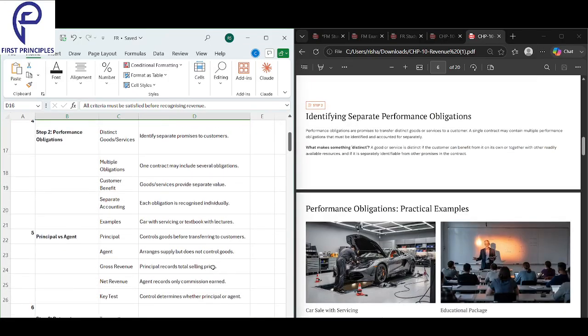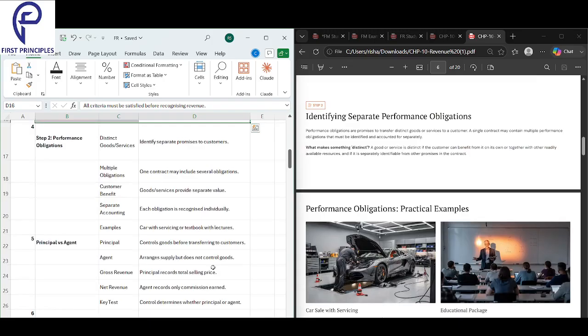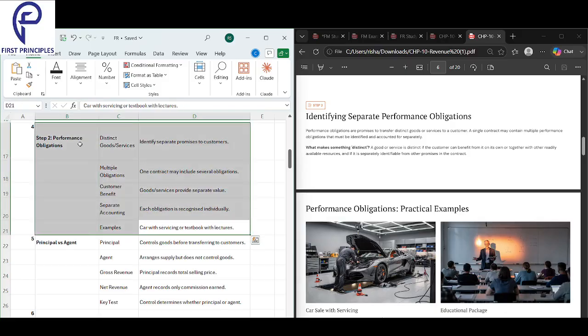Now we'll go into step 2. Up till now we finished step 1. Step 2 is performance obligation. So let's look into performance obligations. How do we understand performance obligations?